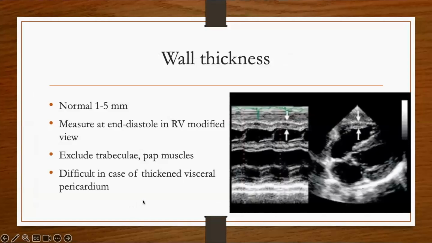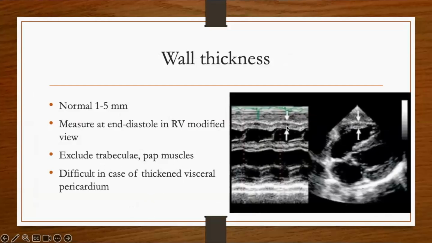So we'll start with the first one, that's wall thickness. Now, this is the one caveat. This is looking at an RV modified view, so it's looking different from the view that I showed above. It's a very simple measurement to do. The normal, considering the mean and the standard deviation, is between 1 to 5 millimeters. You should exclude trabeculae and papillary muscles.